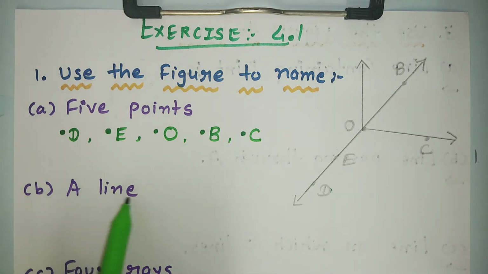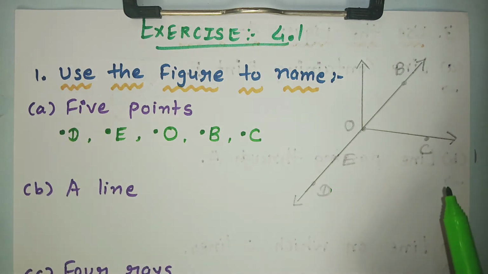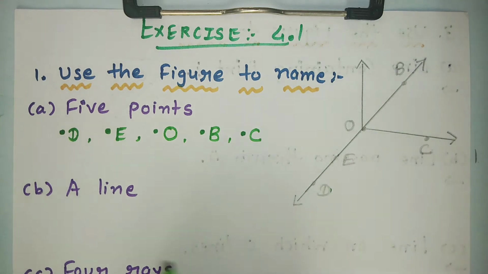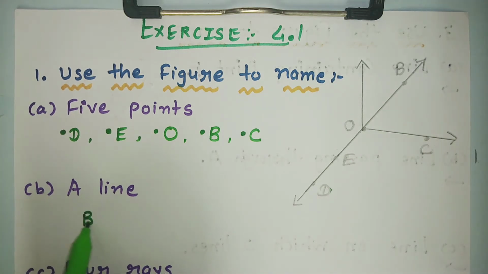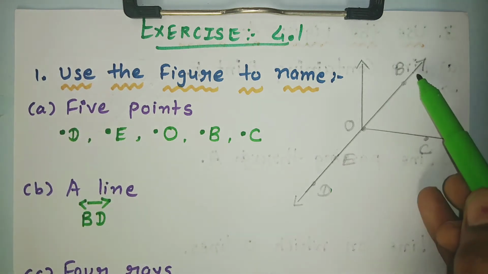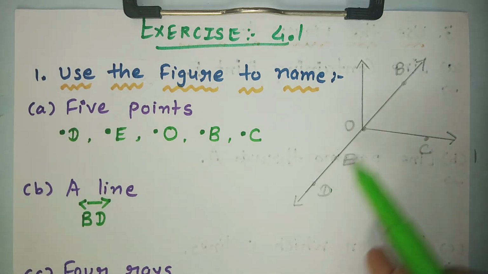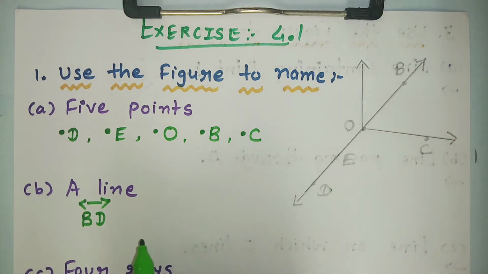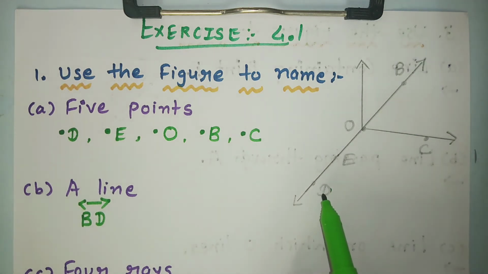Next, a line. We have to write a line. So here you can see this is the line BD. This BD, or I can read DB, or I can say BE as well. But a line, so I will write only one line, BD.